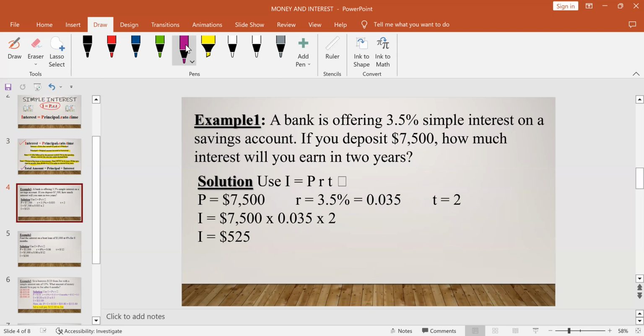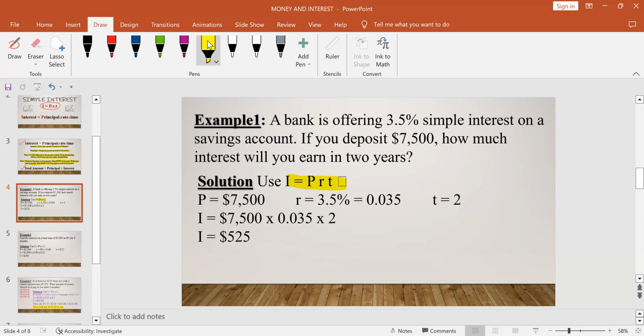Okay, let's see in practice how that works. Example 1. A bank is offering 3.5% simple interest on a savings account. If you deposit 7,500, how much interest will you earn in 2 years? In this question, we use the formula I equals P R T. Again, these 3 letters mean P multiplied by R multiplied by T. So we have the principal multiplied by the rate multiplied by the time.